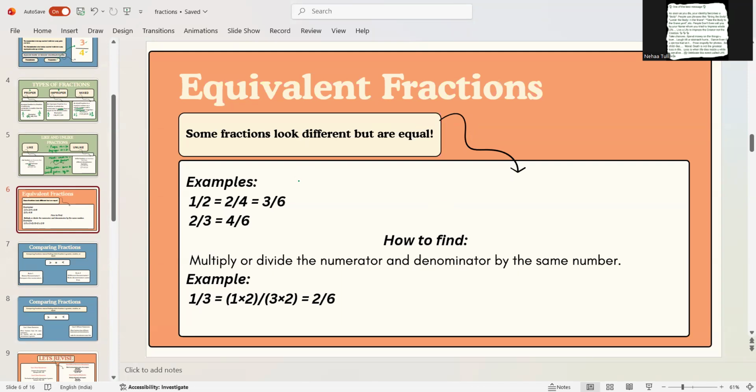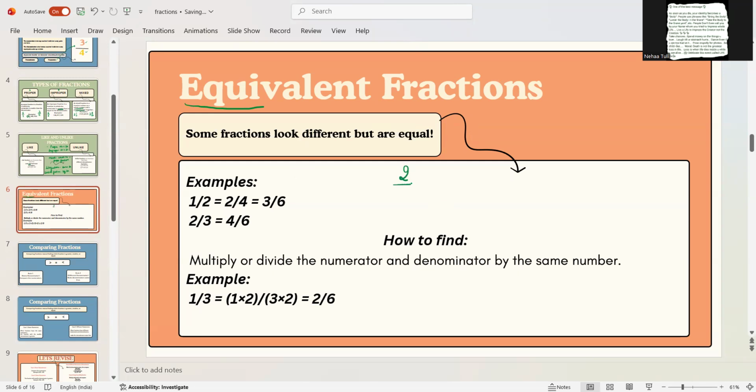Equivalent fractions क्या होते हैं? As the name suggests, equivalent means equal. Some fractions look different but are equal. देख के तो अलग अलग हैं but actually they are equal. Let me give you an example.